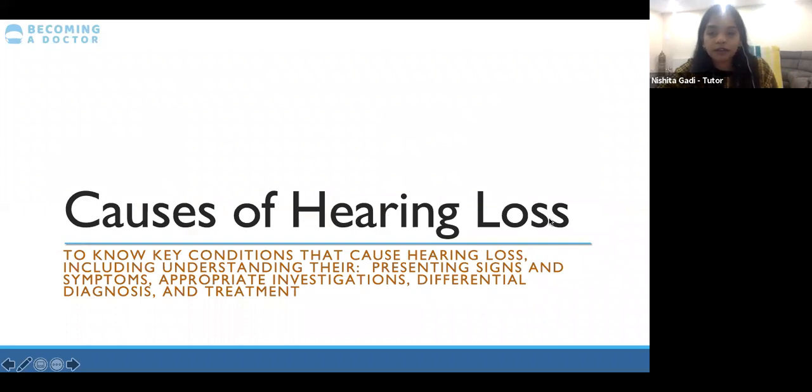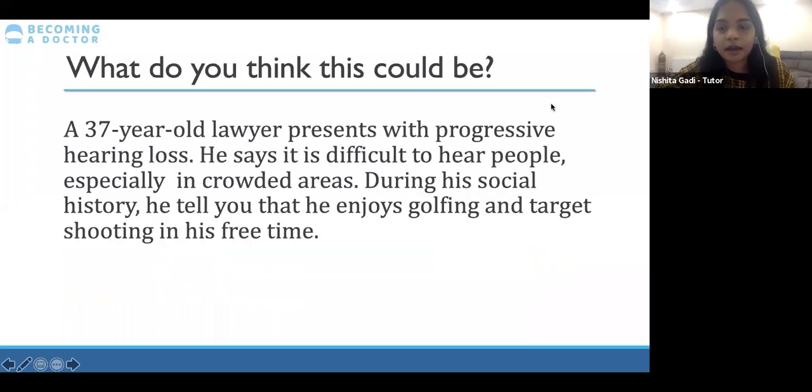So, causes of hearing loss. We'll go through causes of hearing loss, but we'll try and make this interactive with cases. If you've done ENT before, then hopefully you'll know the answers. Otherwise, we'll go through it anyway, so don't worry. So this is the first question.